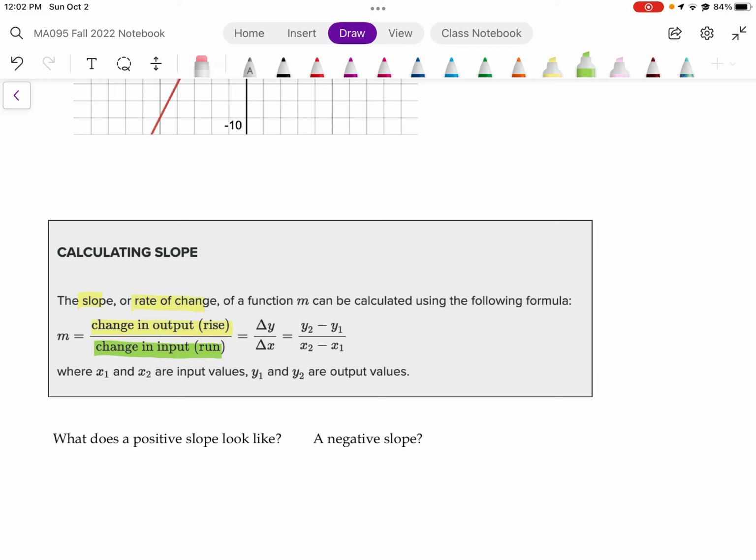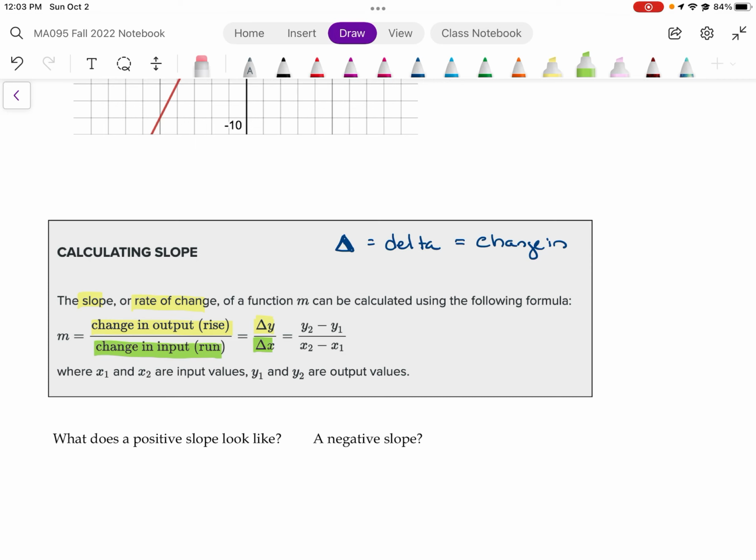Right? So then we call the change in the output change in y. So we say this symbol right here, delta. You really are supposed to make one side thicker than the other, but it's just a triangle. So delta means change, or change in y over change in x, okay?